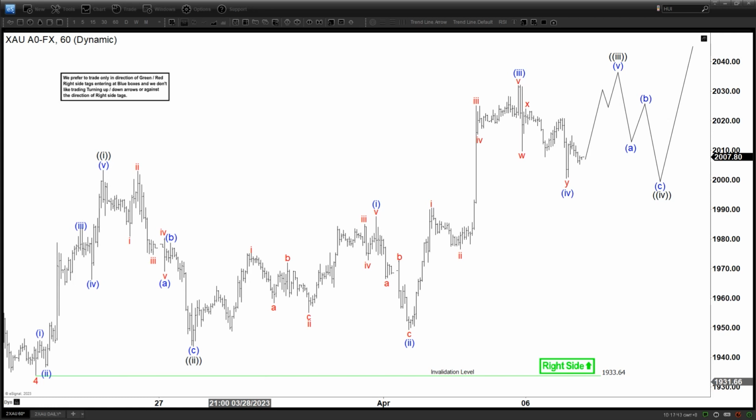Today is Friday, April 7 and the time is 2 a.m. GMT. Today we're going to be looking at the chart of gold. This is a 60-minute chart.